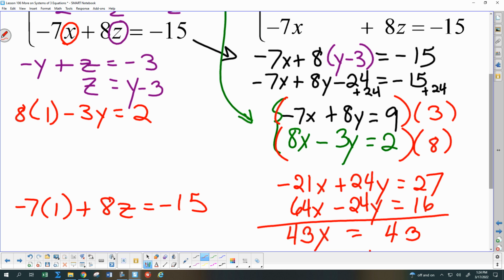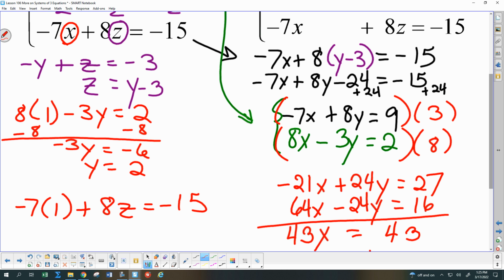Mateo, what'd you get for y? Anybody else? Y equals 2. Give me thumbs up, thumbs down. So I've got thumbs up. Let me make sure I can get the same thing. 8 times 1 is an 8. So I need to subtract that on both sides. And I have minus 3y is minus 6. And if I divide by negative 3, I agree y has to be 2.